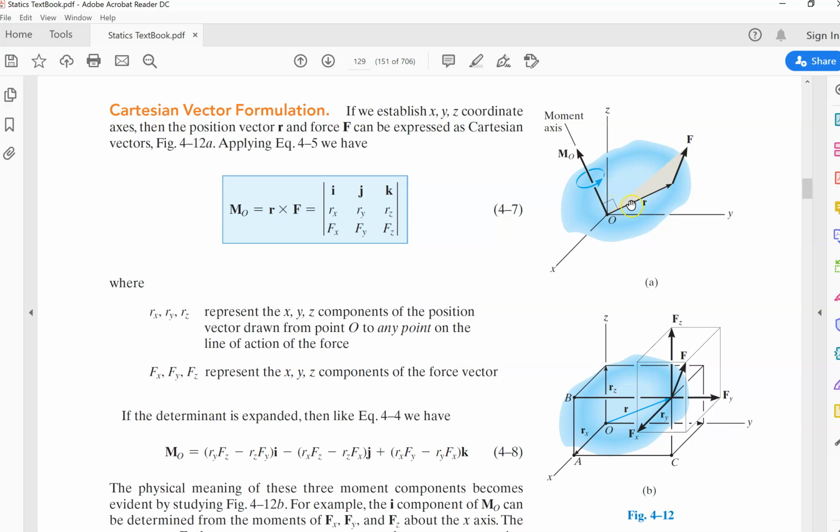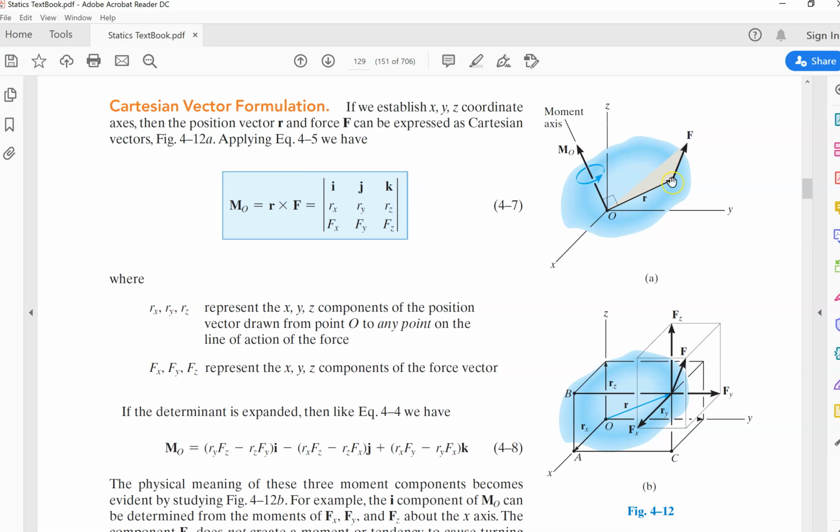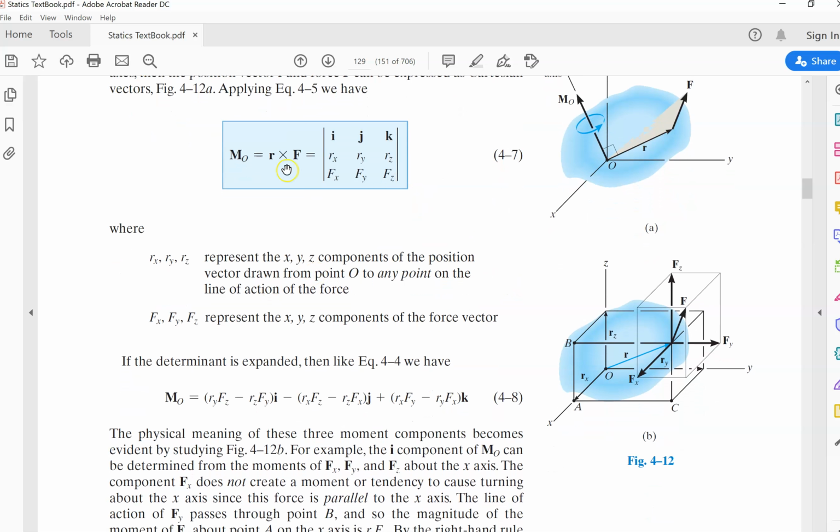So from the previous lesson, you know how to find your r, isn't it? You find your coordinate 0, 0, 0, and then you have the coordinate of this down here. So you can find the unit vector of this r, and then this F also has its own coordinates. So from here, you can form a sort of matrix, r cross F. You arrange i, j, k, rx, ry, rz, Fx, Fy, and Fz. This is what is very important for your exam, this part.